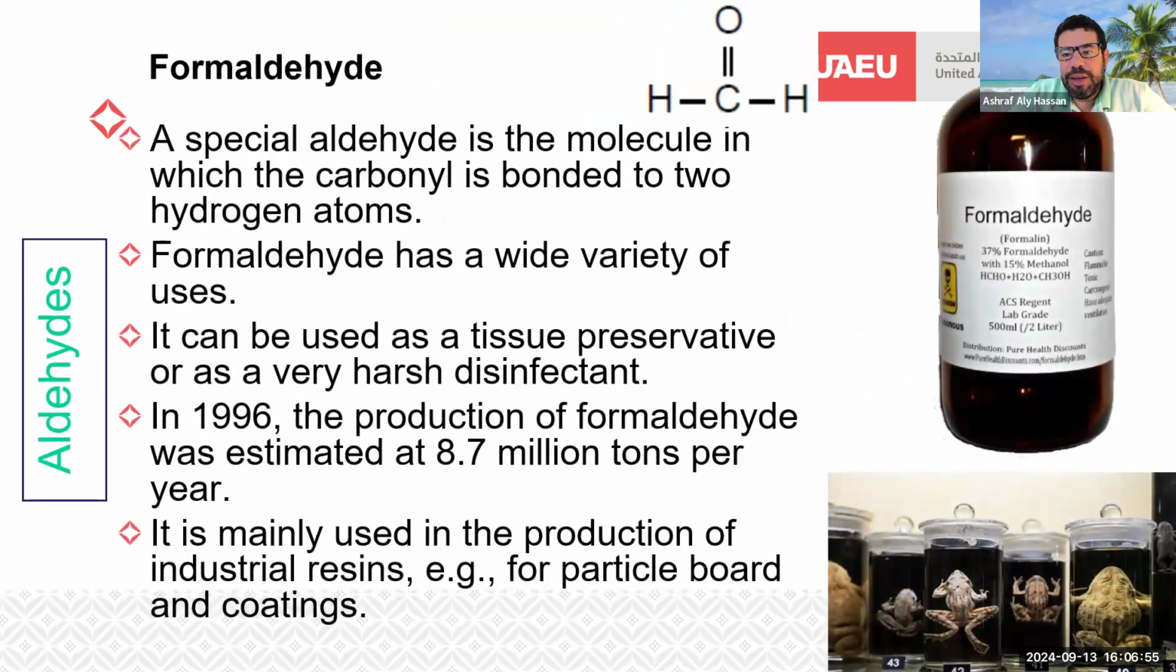The simplest aldehyde is formaldehyde, where we don't have an R, but we have an H. So formaldehyde is the simplest aldehyde. It's very special. It has a very wide variety of uses. If you did this in high school, where you kept the frog, you kept it in formalin solution, which is formaldehyde with water. In 1996, production of formaldehyde was estimated at 8.7 million tons per year, mainly used in the production of industrial resins, particle boards, and coatings.